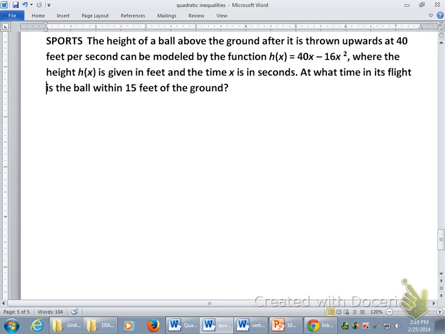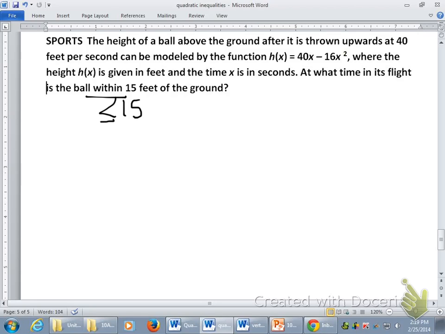So just real quick, we're going to use our calculator to graph this, but it says the height of the ball above the ground is thrown upwards at 40 feet per second and can be modeled by this function. Remember where I told you that 40 feet per second comes? See the 40? I told you -16 represents gravity. All right, pulling it back down. Where x is the height of the ball and time is in seconds. At what time in its flight is the ball within 15 feet of the ground? So in other words, the ball has to be less than or equal to 15, right? That would be within 15 feet of the ground.